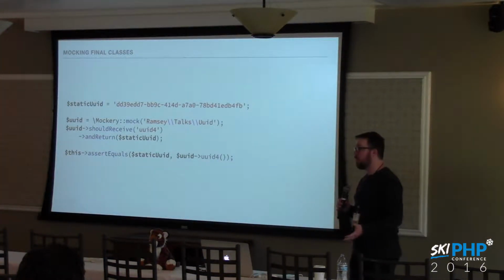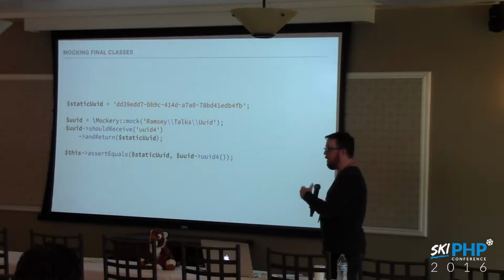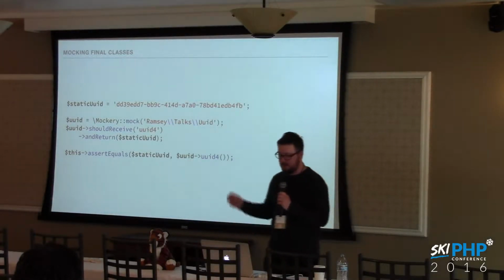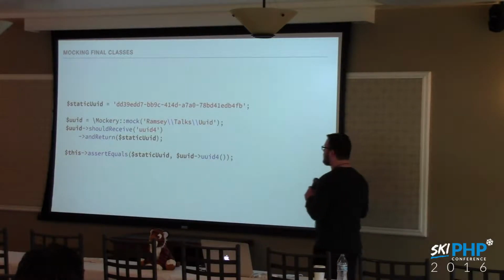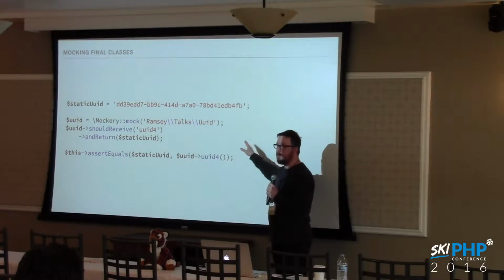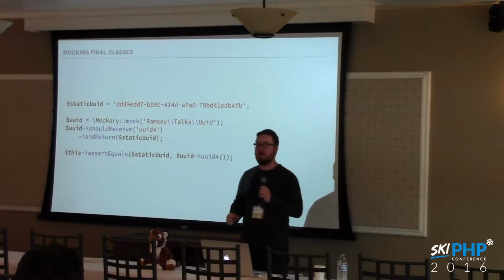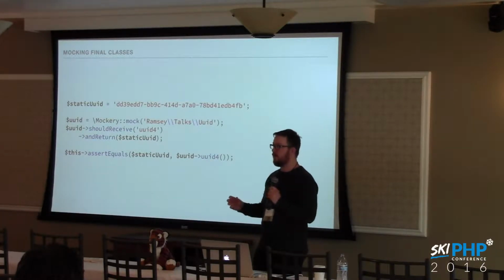So we talked about partial mocks a minute ago. I'm jumping ahead of myself, so let me not jump ahead. Let's consider this example where we have a UUID class. Let's assume that Ramsey Talks UUID is our class and it is a final class. I hope everyone knows what a final class is.